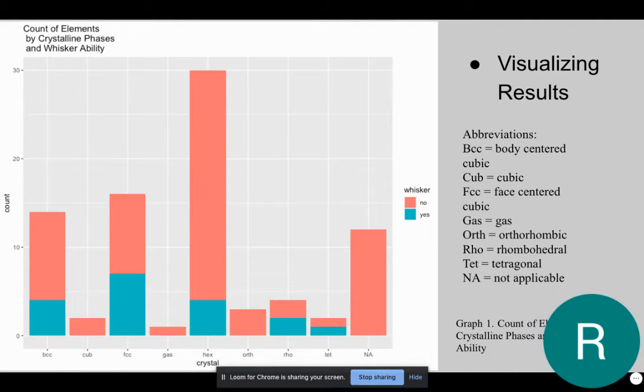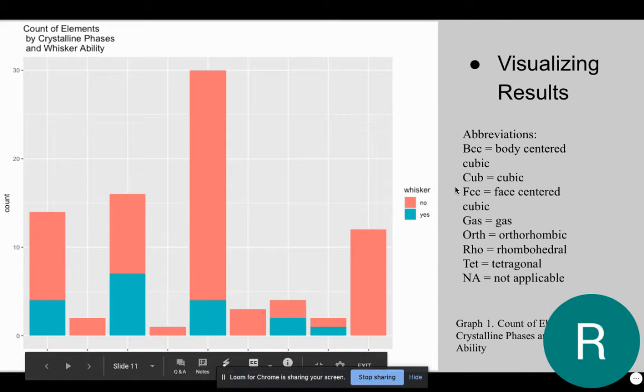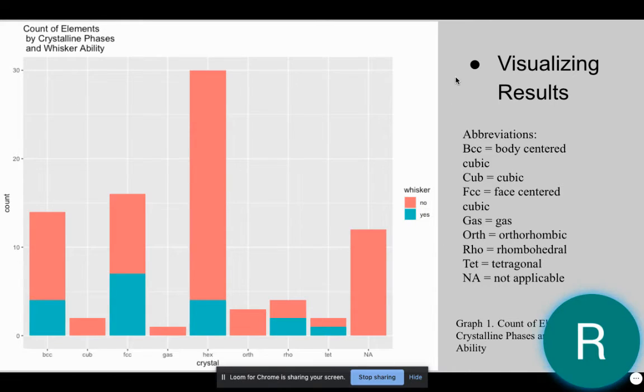So, visualizing results, here is a graph of the crystalline phases and whisker ability. The abbreviations down on the x-axis are BCC is body-centered cubic, CUB is cubic, FCC is face-centered cubic, obviously, gas is gas, orth is orthorhombic, and rho is rhombohedral, tet is tetragonal, and Na is not applicable.